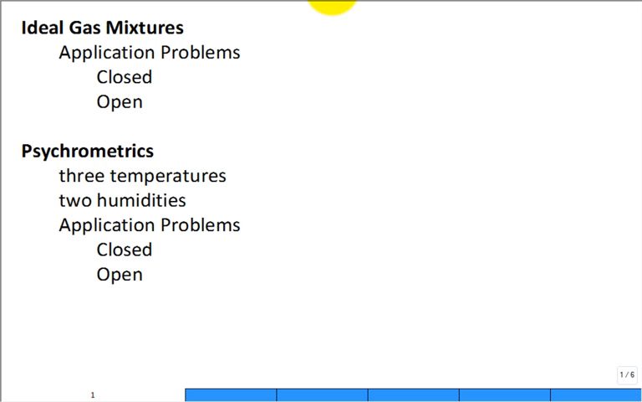So this is our third lecture on psychrometrics. It's in the chapter on ideal gas mixtures, where we had general mixtures of ideal gases. We were able to solve problems for open and closed systems. Well, guess what? We've covered the temperatures, the humidities, and now we're ready to solve some problems where we have moist air as our ideal gas mixture for both the closed and open system.